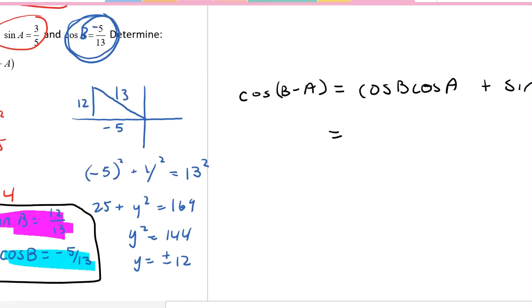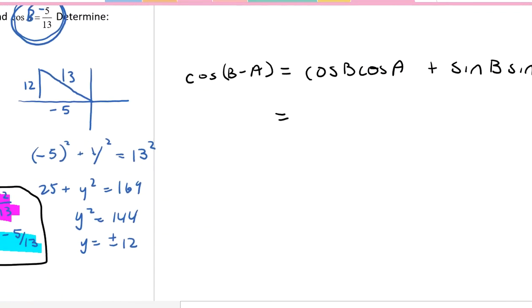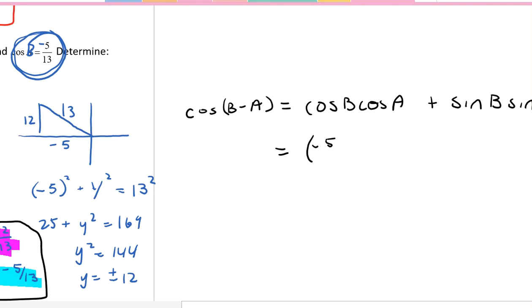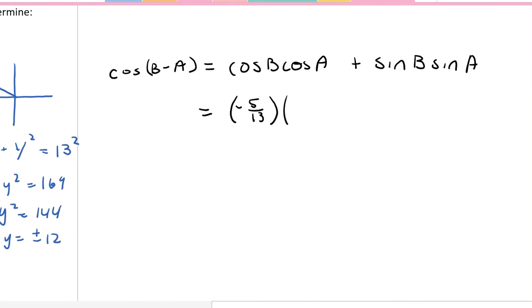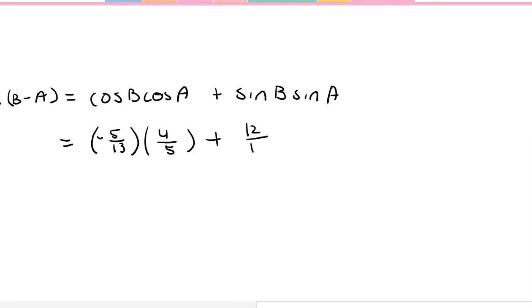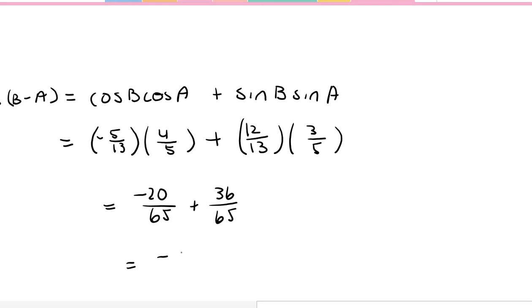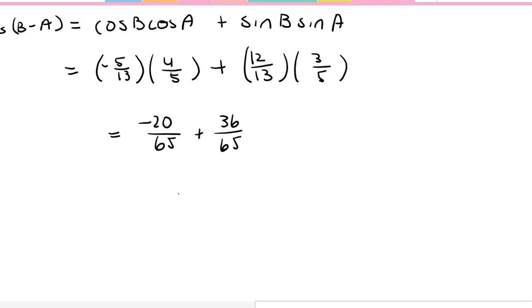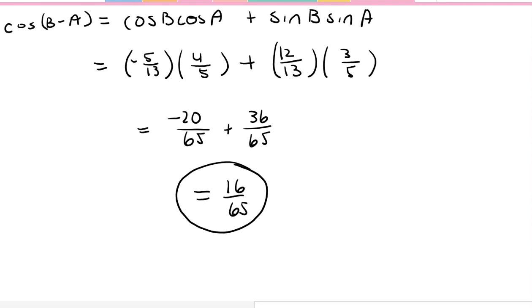So I'm going to go over to my key. Cosine of B is negative 5/13. Cosine of A is 4/5. Sine of B is 12/13. And sine of A is 3/5. So I get negative 20/65 plus 36/65, which is equal to 16/65. Okay?